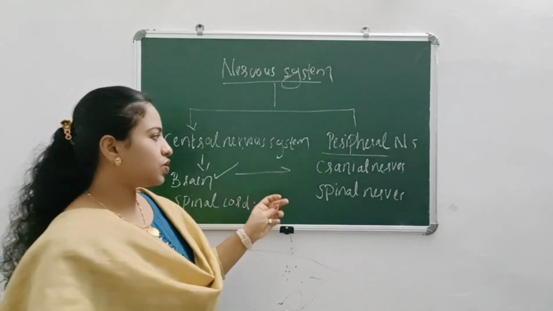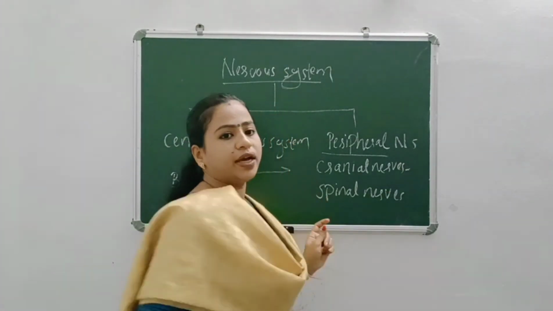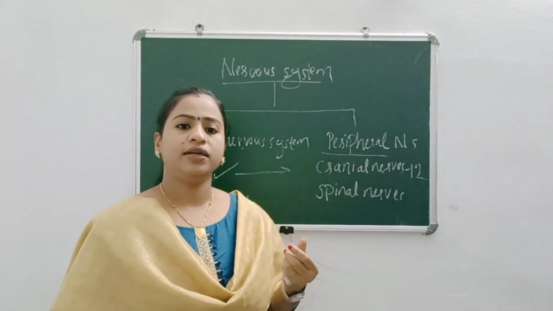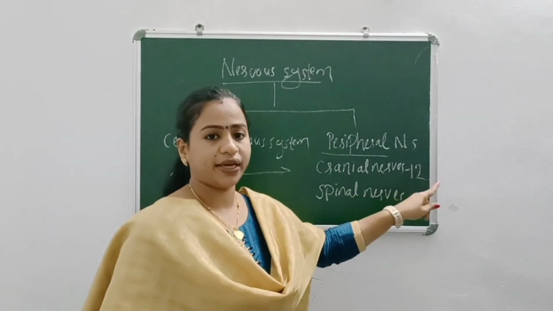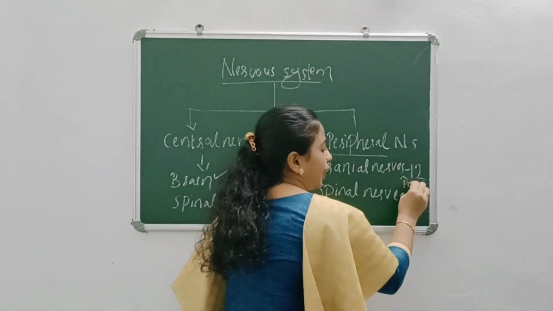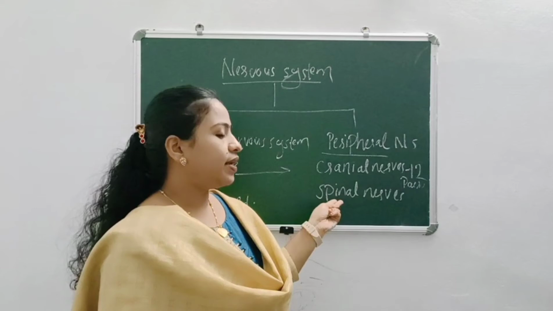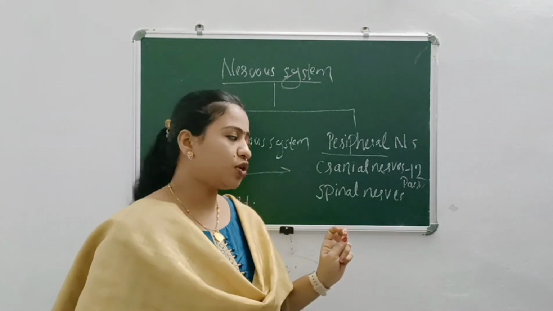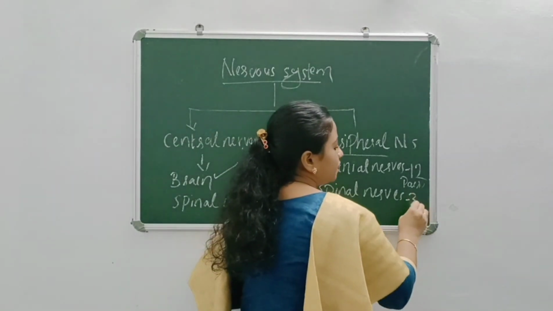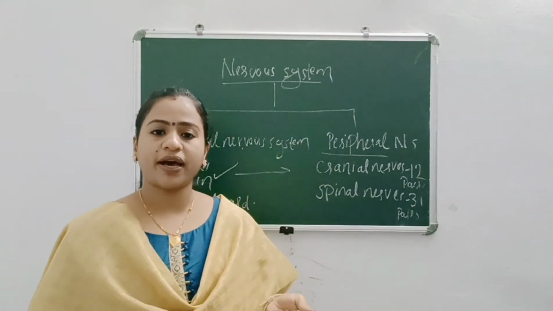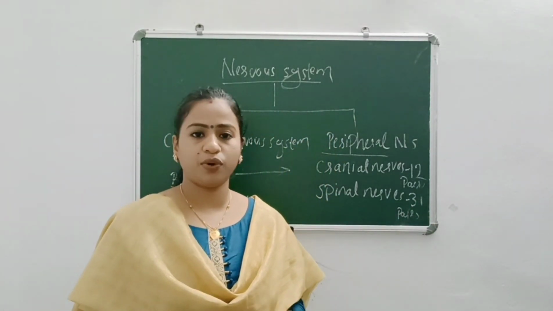Okay. So there are 12 pairs of cranial nerves present in the human body, and there are 31 pairs of spinal nerves present in the human body.